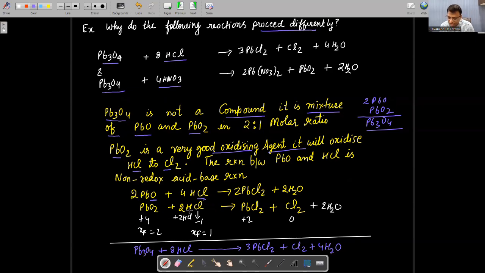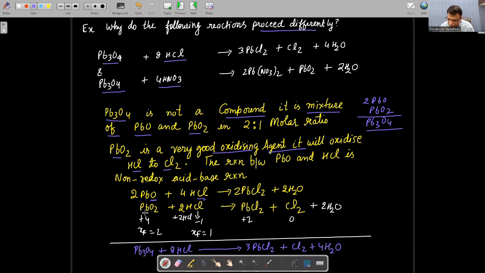The second reaction is a redox reaction. PbO2 is an oxidizing agent, so lead in +4 will go to lead in +2. So there is formation of PbCl2 where lead in +4 is going to +2, so the X factor is 2. For HCl, chlorine in -1 is going to 0, X factor is 1. If we cross multiply, here we are multiplying by 2 in order to balance the number of electrons. Then we count the atoms whose oxidation number is changing on left and right.